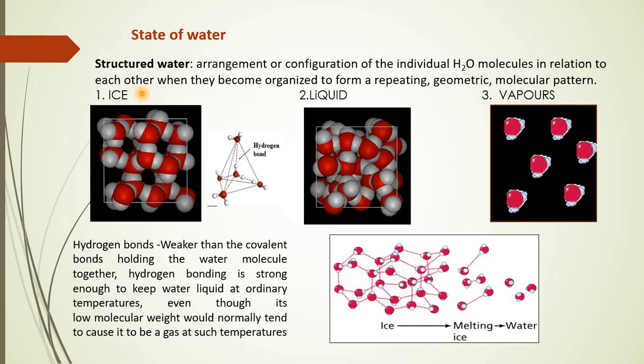In solid form, we can see water being converted to ice. In liquid form, it is a free flowing liquid, and in gaseous condition it shows gaseous vapors. Now all these three different forms of water or the states of water are totally dependent on the configuration of individual water molecules with respect to one another.